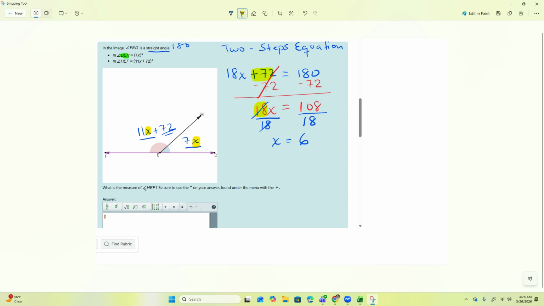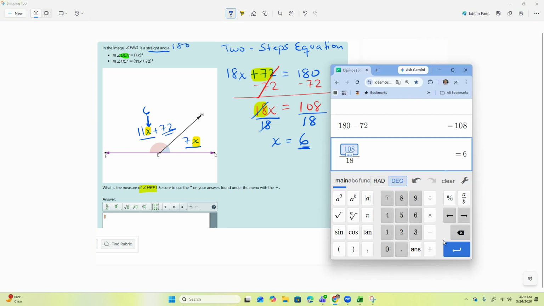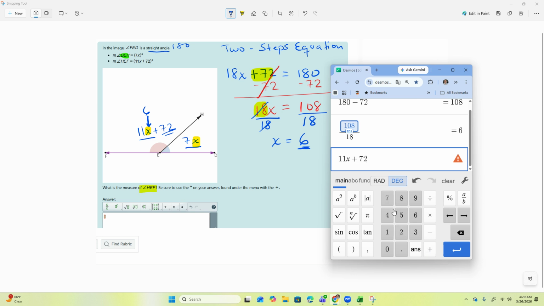Now down here, they told me to find the angle HEF. HEF is the angle shaded in red. So what I'm going to do is I'm going to replace this x here. I'm going to plug in or replace it with 6. So I'm going to take my calculator again. And I'm going to write 11x plus 72, but I need to replace this x with an empty parentheses, which is what I'm doing right now. And inside the parentheses, I'm gonna write 6, which is the value of the x.